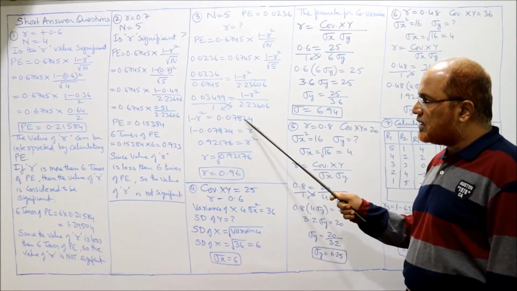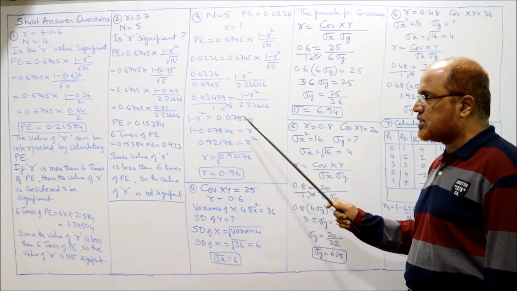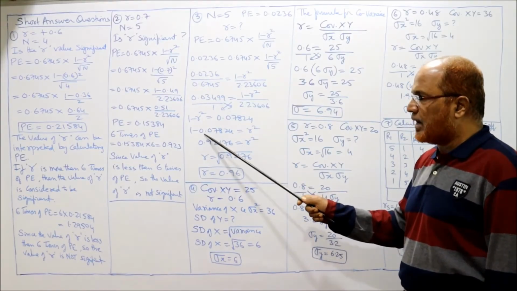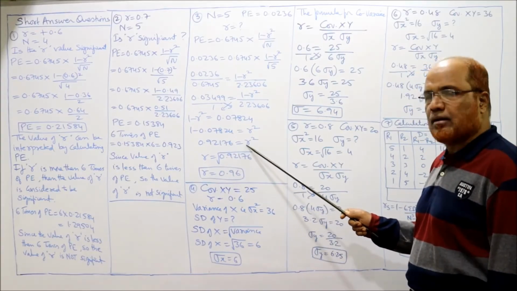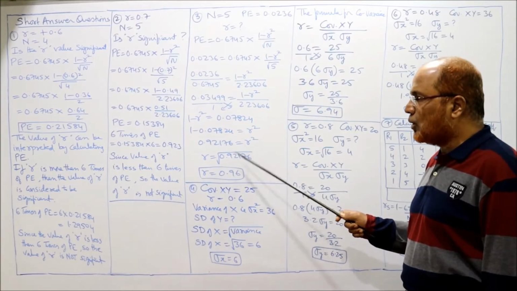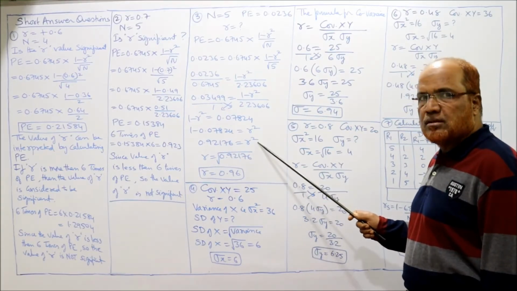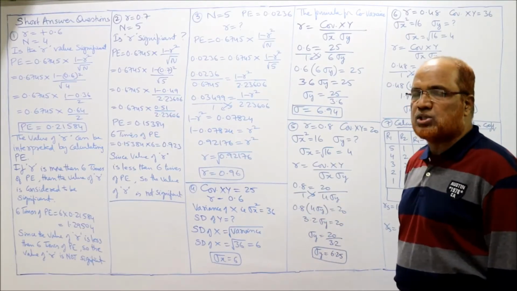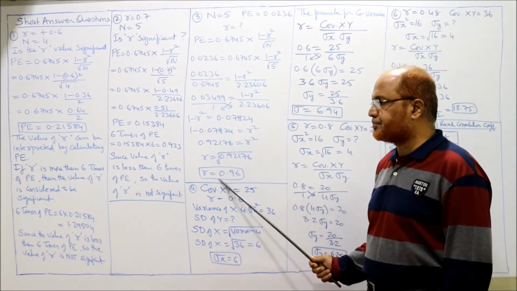Now take this to the LHS and bring R square to the RHS. So minus R square will become plus R square, and this plus will become minus. So 0.92176 is equal to R square. We want R, so put it under root on both sides. R square becomes R, and taking the root, R is equal to 0.96. So we got the value of the correlation.